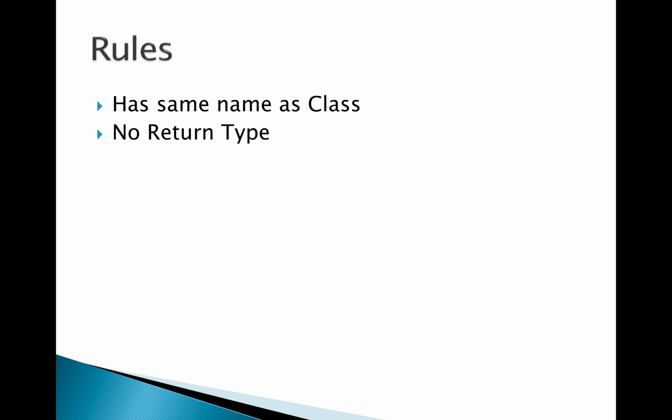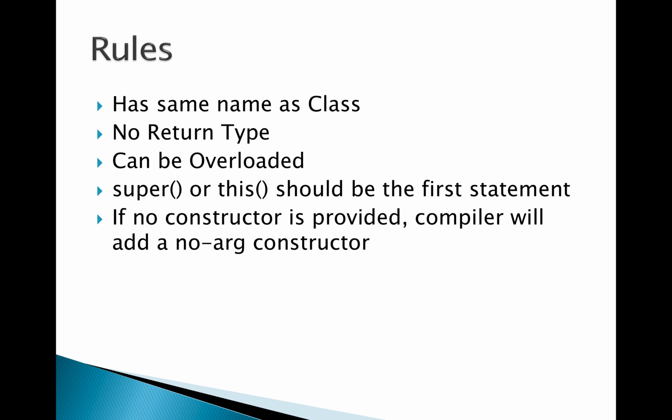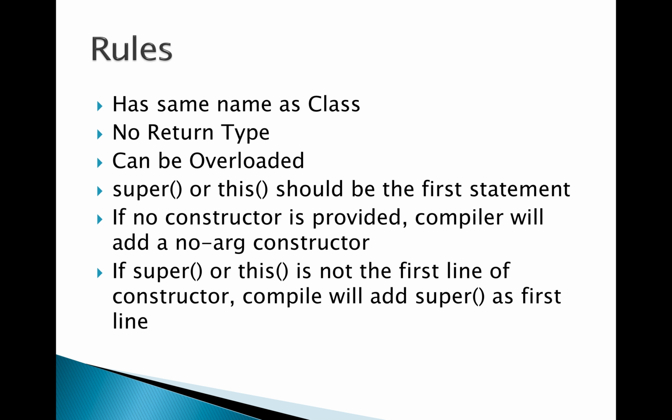So here are the rules. A constructor has the same name as the class name, does not have any return type, and does not return anything back to the caller. Constructors can be overloaded. super() or this() should be the first statement in the constructor. If no constructor is provided, the compiler will add a no argument constructor. And if super() or this() is not the first line of the constructor, the compiler is going to add super() as the first line. These are the rules followed by the constructors of the program.